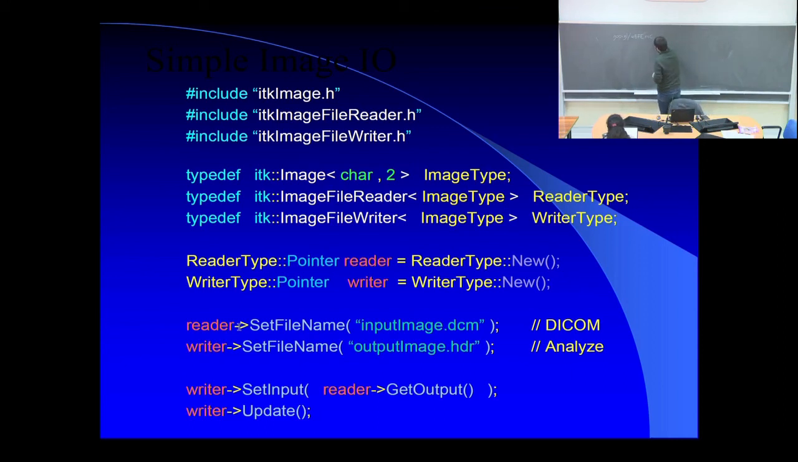You have your image called input. This here. Okay? To read things into ITK, you need a reader, an object called reader. Let's imagine that we want to take this DICOM image and convert it to another format, like here, to HDR, to Analyze format. Okay?